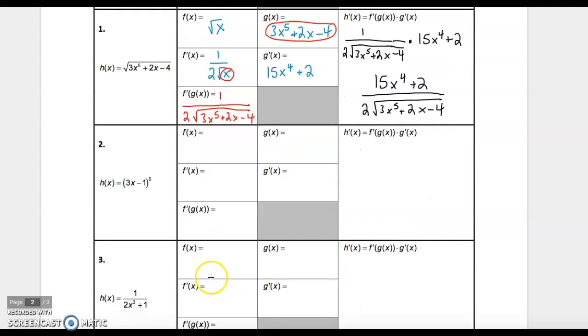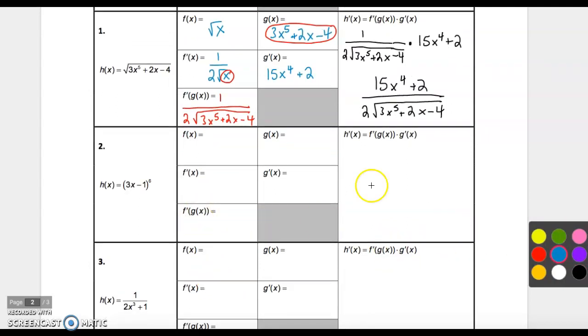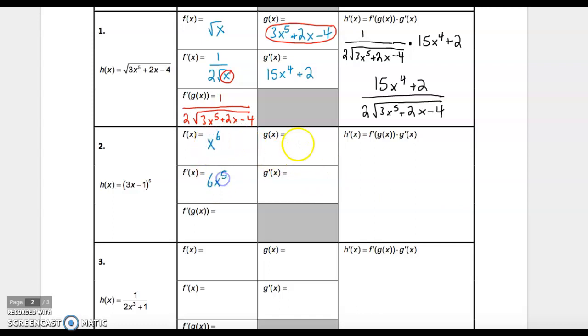Awesome. All right, let's go ahead and do our next one. So in this next one, my outer function is an x to the 6th function. Its derivative is 6x to the 5th. My inner function is 3x minus 1. Its derivative is 3. And so then when I find the derivative of the outside, keep my inside the same, I'm plugging all of this in for the inside piece here.